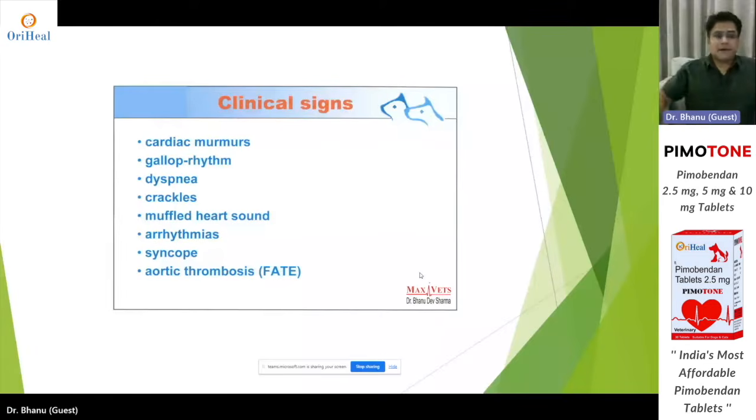Clinical signs would be cardiac murmurs, gallop rhythm, dyspnea. When there is pulmonary edema, you will hear crackles. When there are pleural effusions, you would hear muffled heart sounds. There can be arrhythmias. There can be syncope, which is a short period of fainting, and that happens because of the lack of oxygenation in the tissues and to the brain. Aortic thrombosis, which is called FATE, feline aortic thromboembolism, as I said, because of the stasis of blood, develops in some of these cases, and is a highly fatal event.